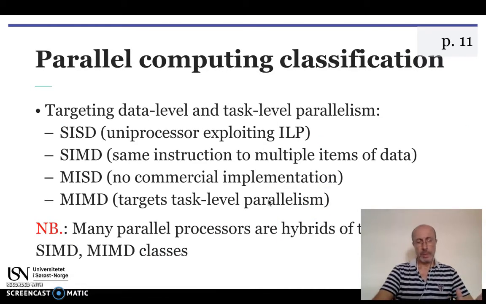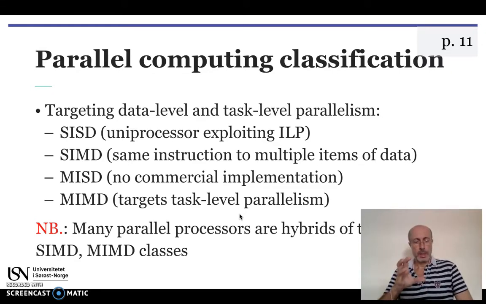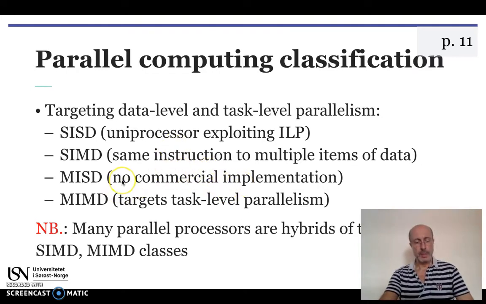So there's a broad classification of parallel computing classes that was already developed by Michael Flynn more than half a century ago, but which is still in use today. These classes consider the four possible combinations between single or multiple instruction streams and single or multiple data streams.